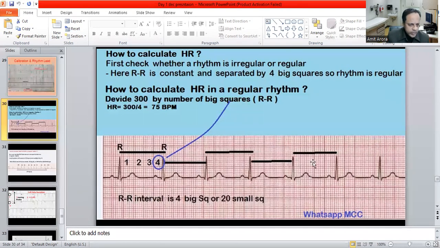Here we can see 1, 2, 3, 4. 1, 2, 3, 4. 1, 2, 3, 4. Approximately. Sometimes it happens that it will not always be exactly at the beginning of the R wave. The R wave can appear roughly in the middle of a big square, so just take a guesstimate. There are 4 big squares between 2 R waves.